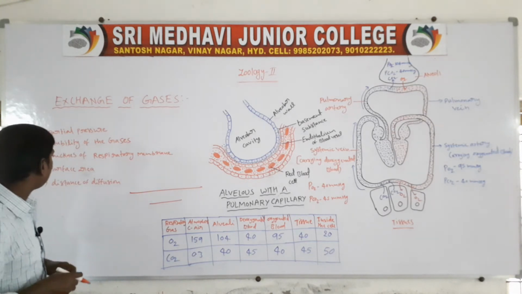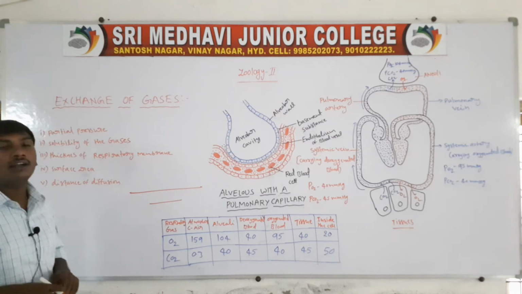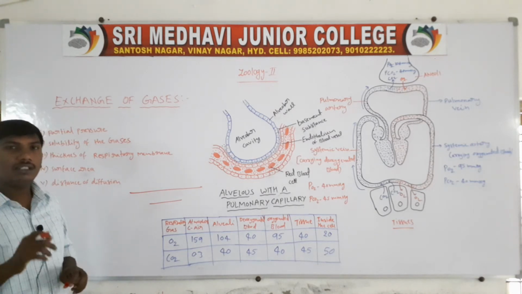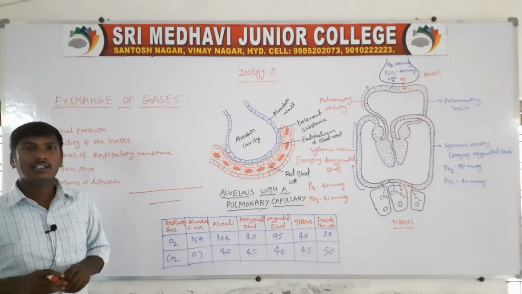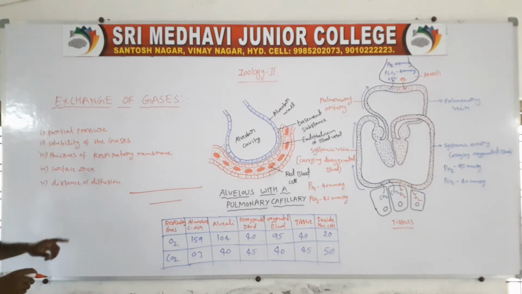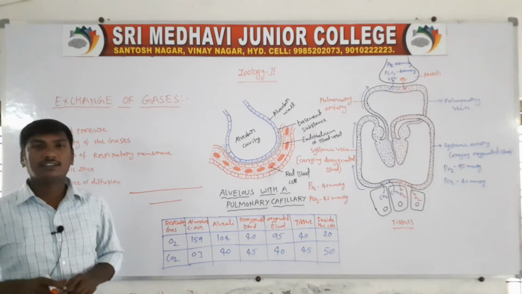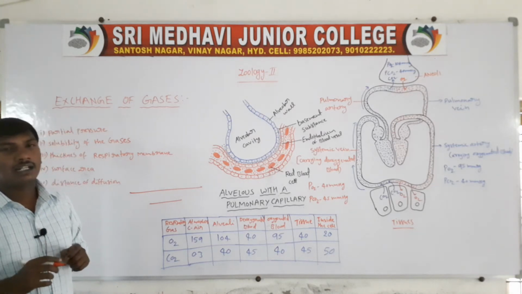Solubility of the gases. Third one, thickness of the respiratory membrane. Fourth one, surface area. Fifth one, distance of diffusion.